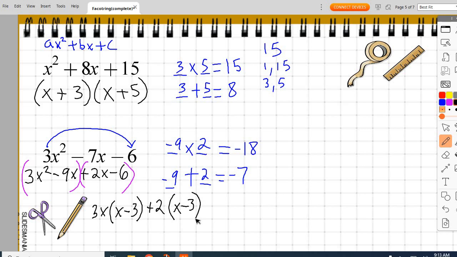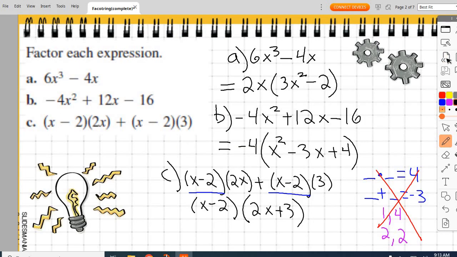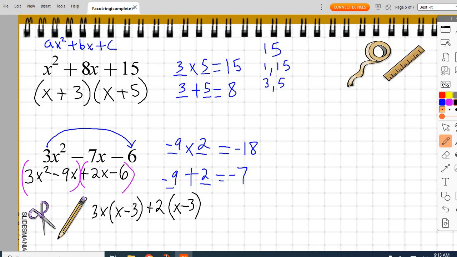Notice that this is similar to one of the first examples that we did with our GCF. When I have two things like an x minus 3 in both of these, I can factor that out to the front. So I'm going to factor out my x minus 3, and then we're going to write what we have left over, which in this case would be a 3x and a 2.